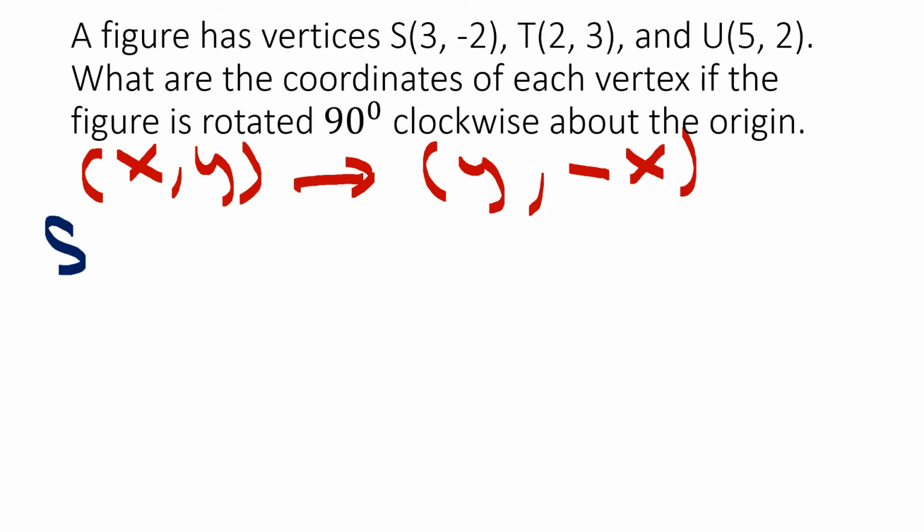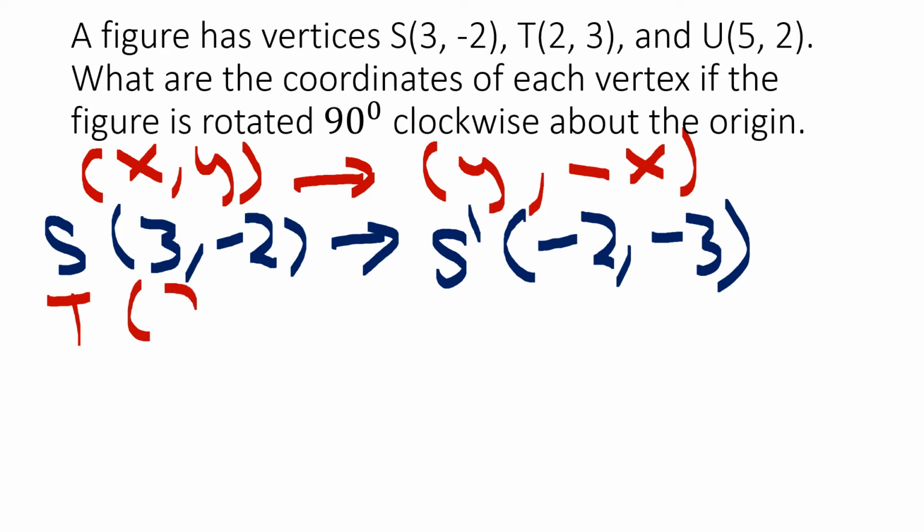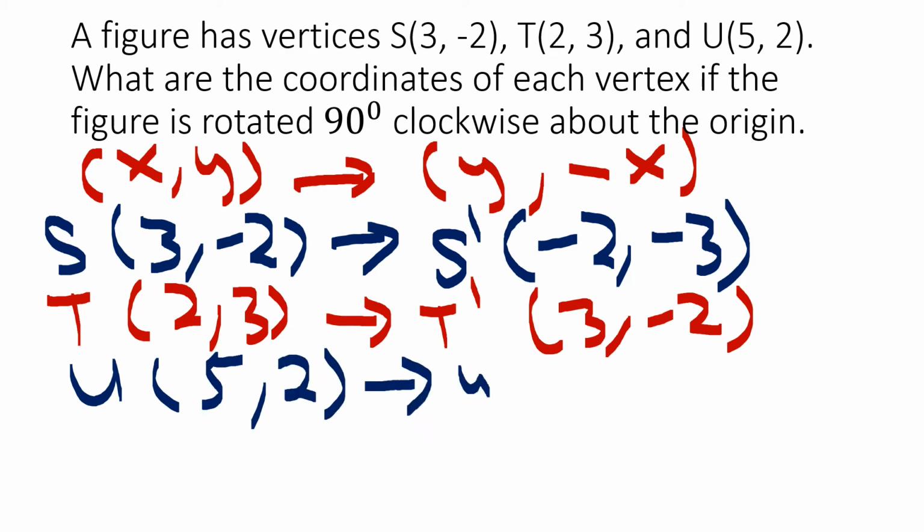For S, we have (3, -2). S prime becomes (-2, -3), x and y switch and the sign of x changes. Now you have T (2, 3). Our T prime is (3, -2). Then we have U (5, 2). U prime becomes (2, -5). So the rule says x and y switch and the sign of x becomes negative.